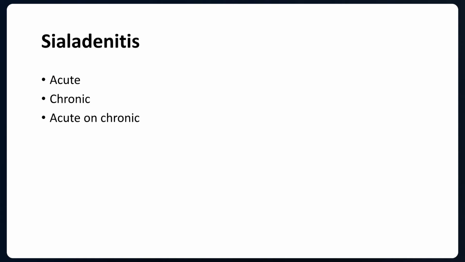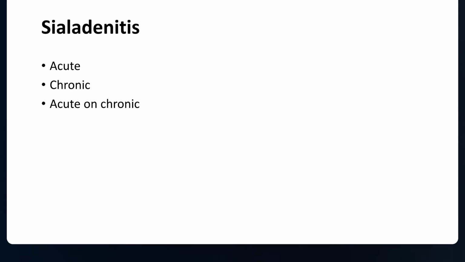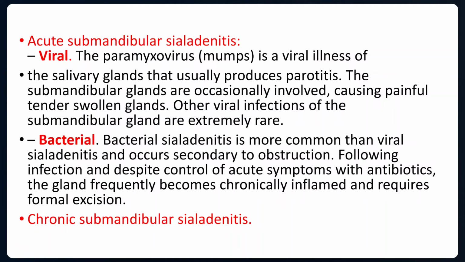There are certain conditions of infection of the submandibular gland. So this condition is called sialadenitis. So this sialadenitis may be acute, it may be chronic, and it may be acute on chronic. So acute submandibular sialadenitis. The paramyxovirus, as we have discussed, mumps is the viral illness of the salivary gland that usually produces parotitis. So this commonly involves the parotid gland, as we have discussed in the previous lecture. The submandibular glands are occasionally involved, causing a painful, tender, swollen gland.